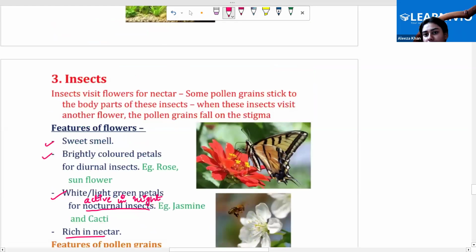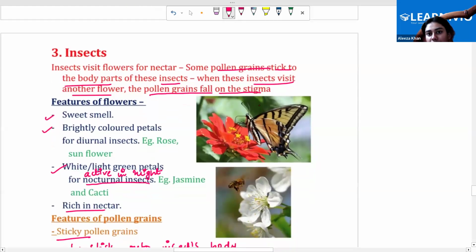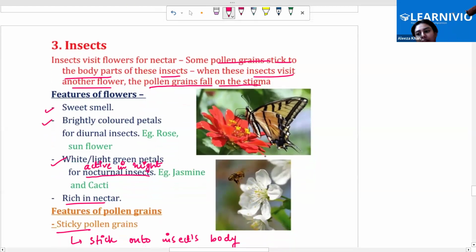So how is it taken? When the insect visits the flower for the nectar, pollen grains stick to the body of these insects. They visit another flower and the pollen grains fall onto the stigma. This is the whole process of how it lands onto the stigma. Fine. Please write about all these characters.